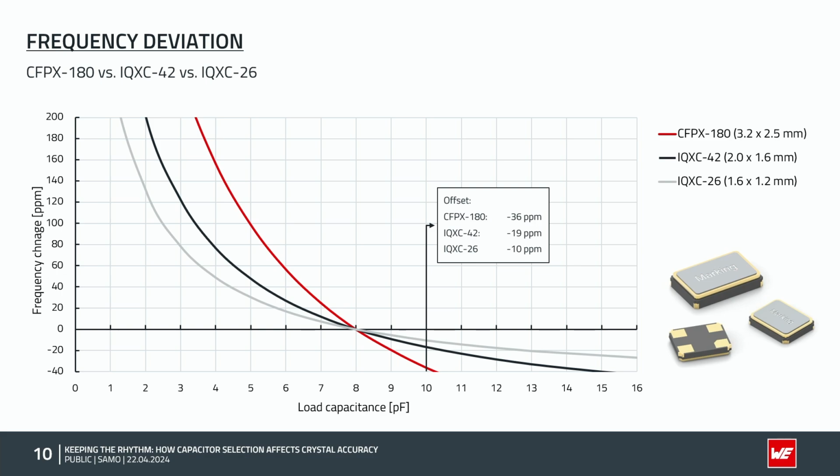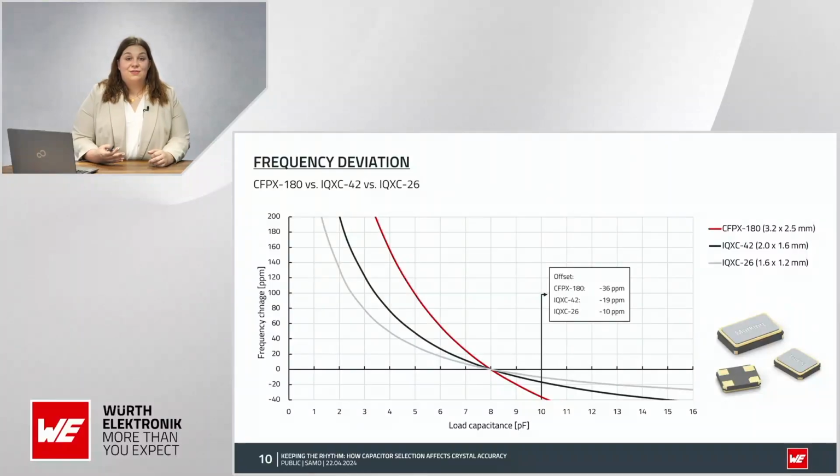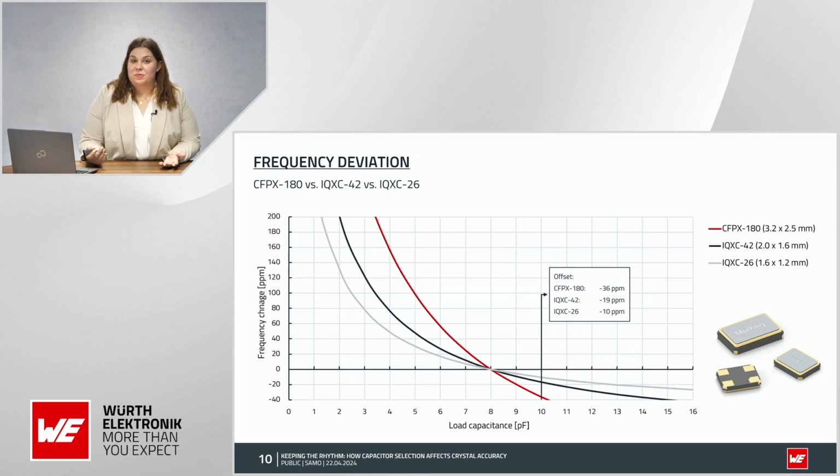But what happens if we would have 10 picofarads in our circuit? Which could happen quite easily because of the stray capacitance, if you made a wrong estimate of the stray capacitance. What does this mean for those 3 components? That means all of those components have a negative frequency shift, and all of them are out of specification already. The biggest one, the CFPX 180, has the biggest change by minus 36 ppm, while the smallest one has the smallest change by 10 ppm.